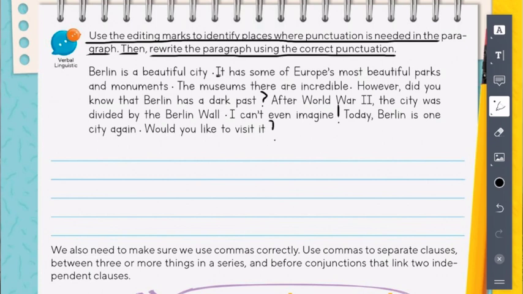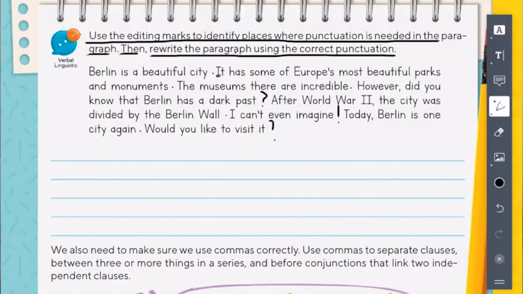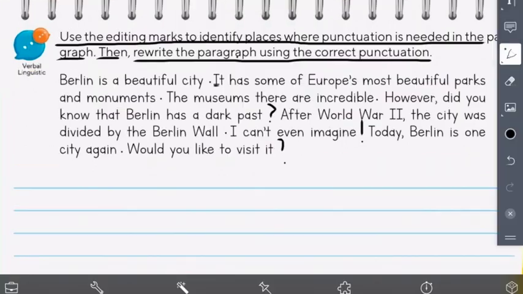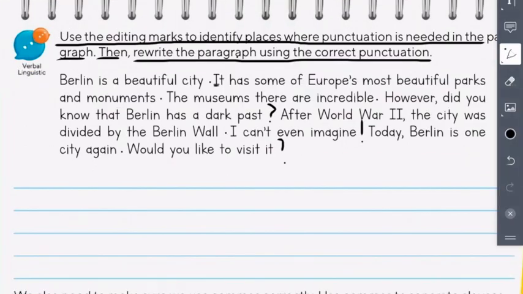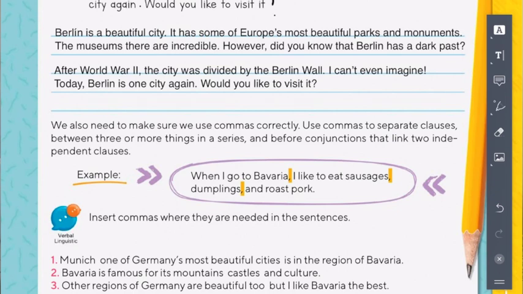And there you go. Now the instruction is to rewrite the whole paragraph with the correct punctuation, right? So you're going to write down the whole paragraph in these lines with the correct punctuation, all right? Let's go, and you have to do it. Go. Okay? Just like that, we finished the first exercise, but let's continue and let's learn about the commas.